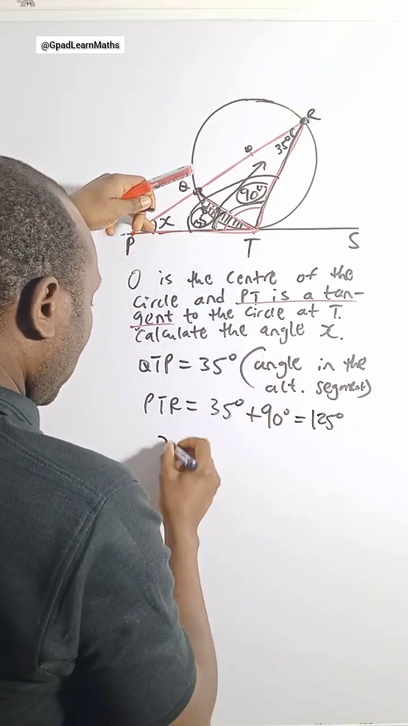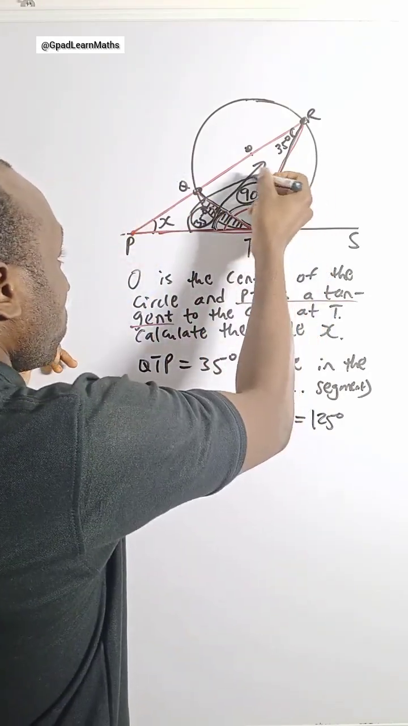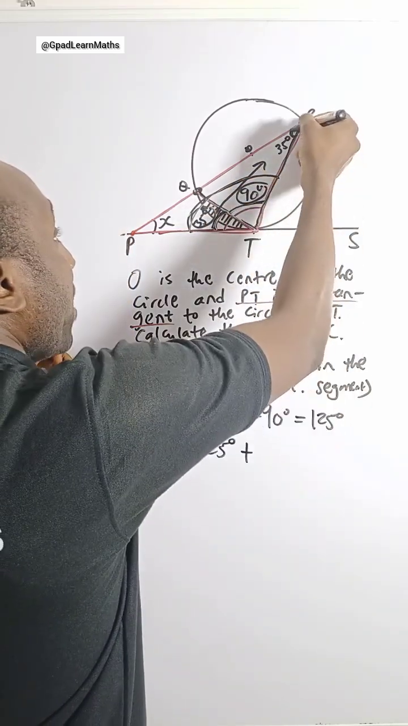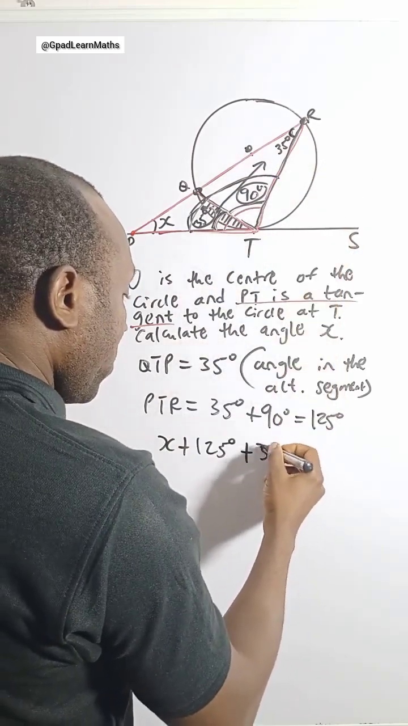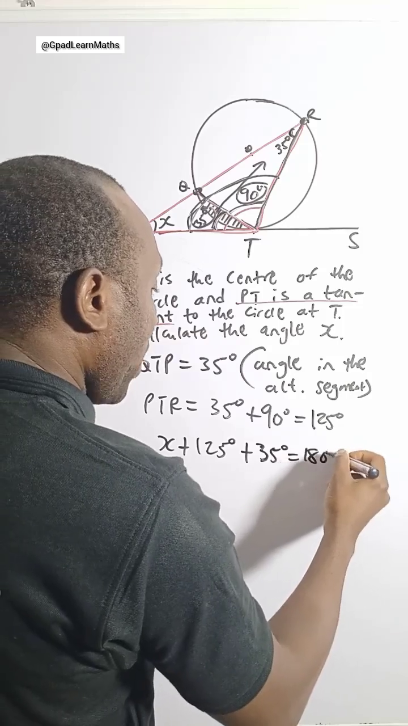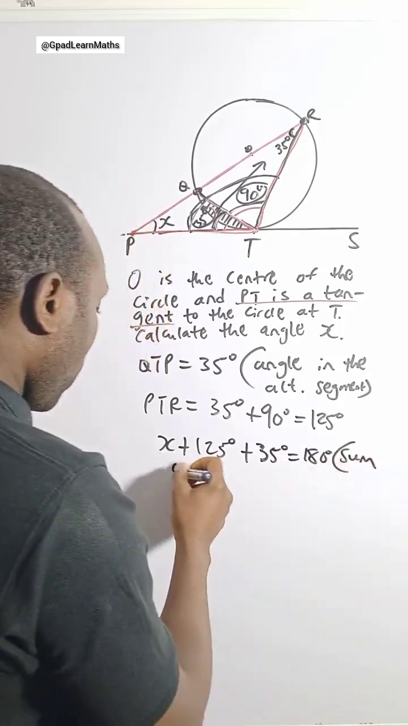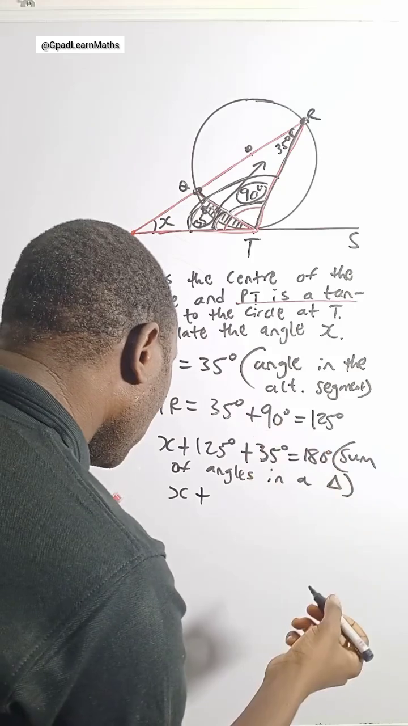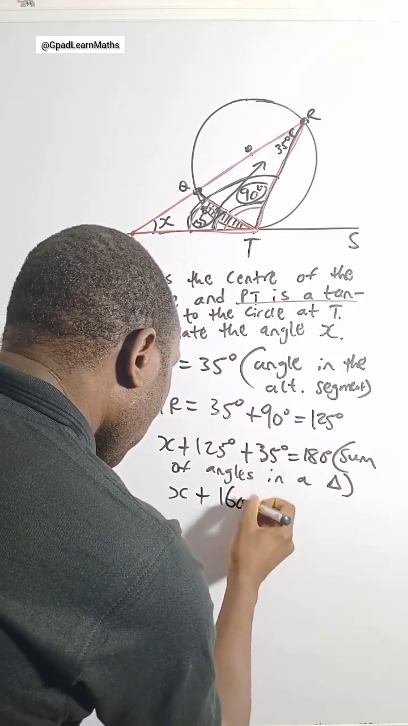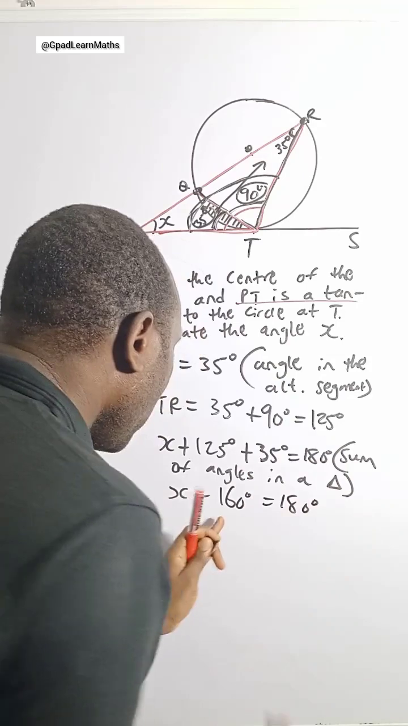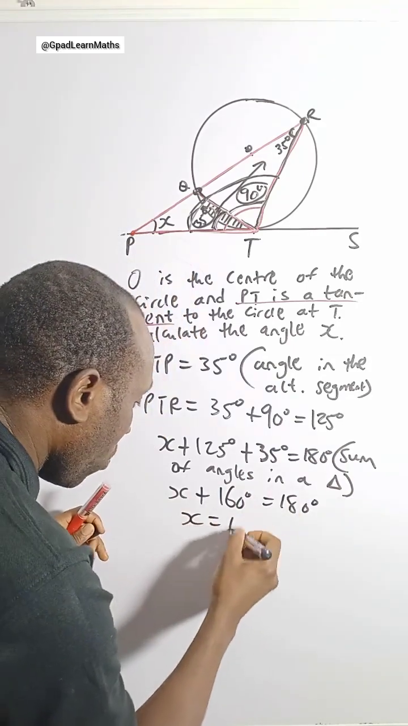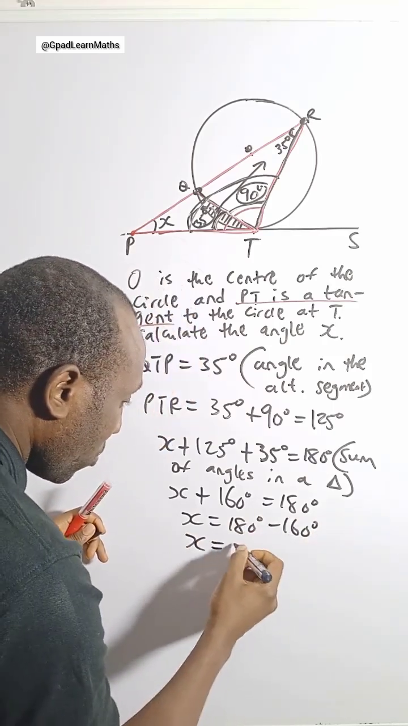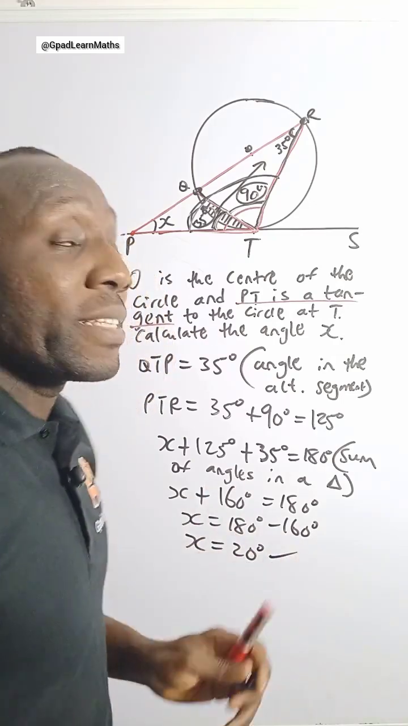Okay, so we can get angle x. When you add x to this angle, which is 125 degrees, to what now? 35 degrees, the third angle, everything adds up to what? 180 degrees. Why? Sum of angles in a triangle. And x plus, what's 125 plus 35? That's 160. So x plus 160 degrees is equal to 180 degrees. Move this over, you're going to have x is equal to 180 degrees minus 160 degrees, and x is equal to 20 degrees. So the value of x is 20 degrees.